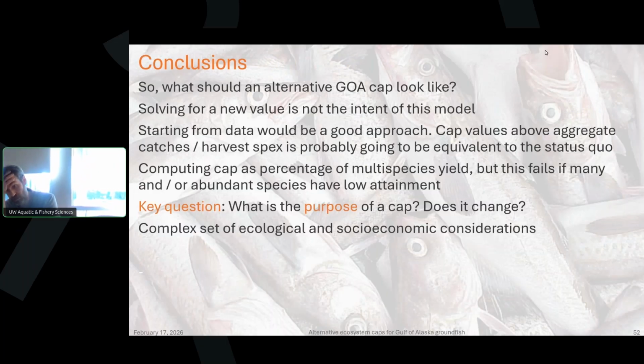So yeah, it all boils down to what is the purpose of the cap, in my opinion, and should it change over time? And if yes, then one might think of reviewing it. But yeah, it's a complex issue.